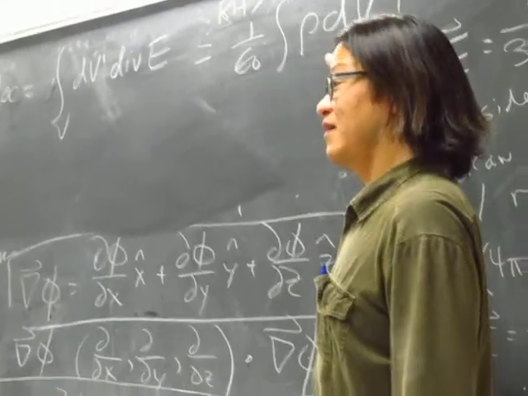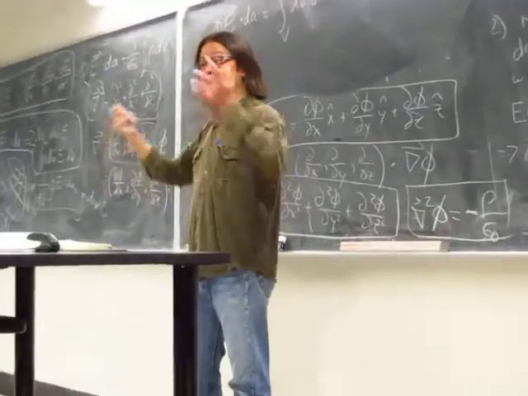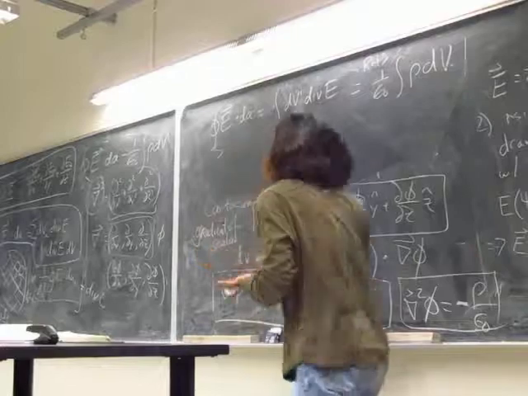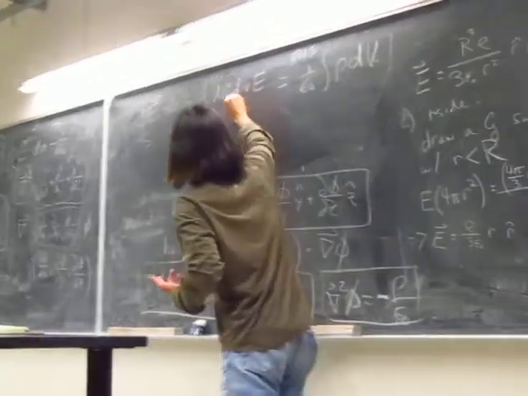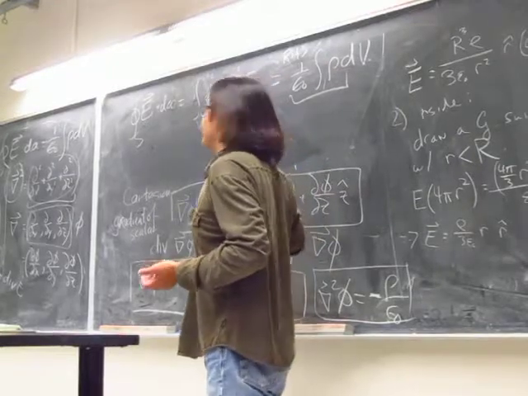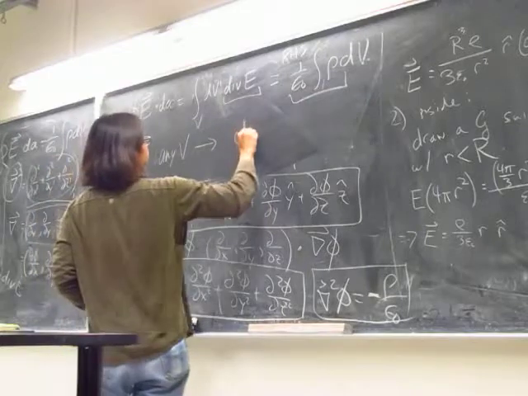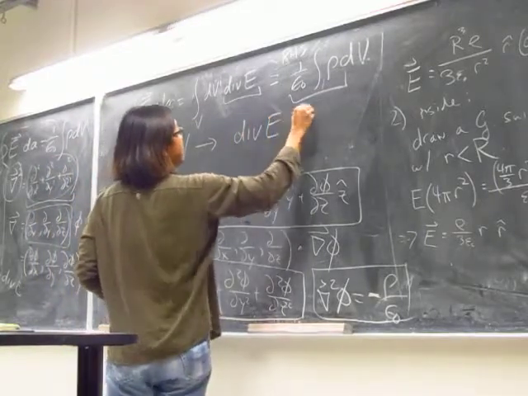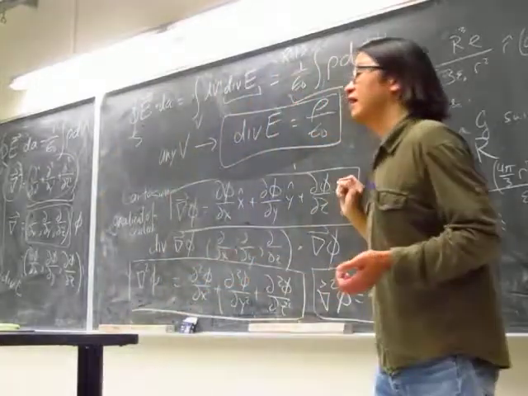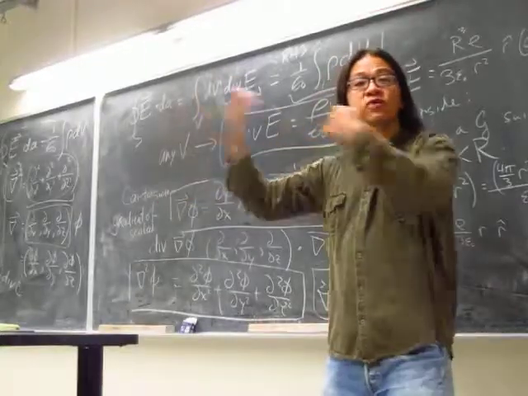Remember this? And this is a general statement. It can be of any volume. I can make my volume whatever I want. So in order for that to happen, the only way possible is if the integrands are actually the same. As a result, the divergence of E becomes rho over epsilon naught. This is a machinery to turn an integral statement into a differential statement.